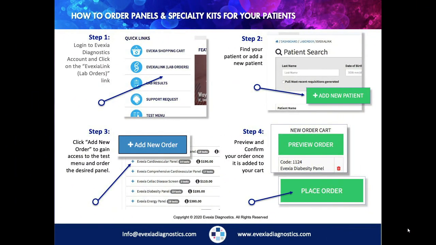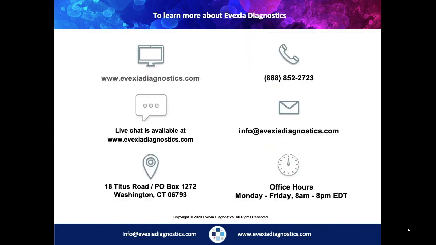Now let's briefly review how to order these panels. First, log into your Evexia account and click on the Evexia link option under the column labeled Quick Links on the left-hand side of the dashboard. Next, find your desired patient or create a new patient. Then, click the button labeled Add New Order to open the test menu and select the appropriate panel or test. Add it to the cart by simply clicking the plus sign on the left-hand side. Finally, preview and confirm your order once it has been added to your cart and complete the process by clicking the Place Order button.